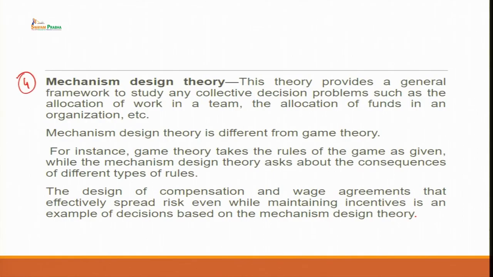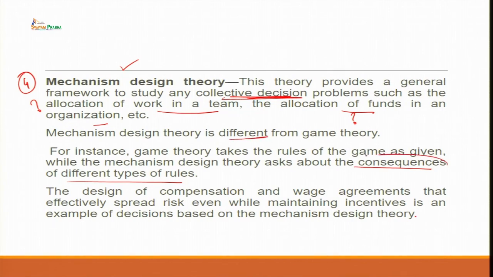The fourth theory that guides decision making is mechanism design theory. This theory provides a general framework to study any collective decision problems, such as allocation of work in a team, that is a collective decision problem, or the allocation of funds in an organization, again a collective decision problem. So, for answering collective decision problems, we can seek help from mechanism design theory. For instance, game theory takes the rules of the game as given, while mechanism design theory asks about the consequences of different types of rules. So, mechanism design theory is different from game theory.